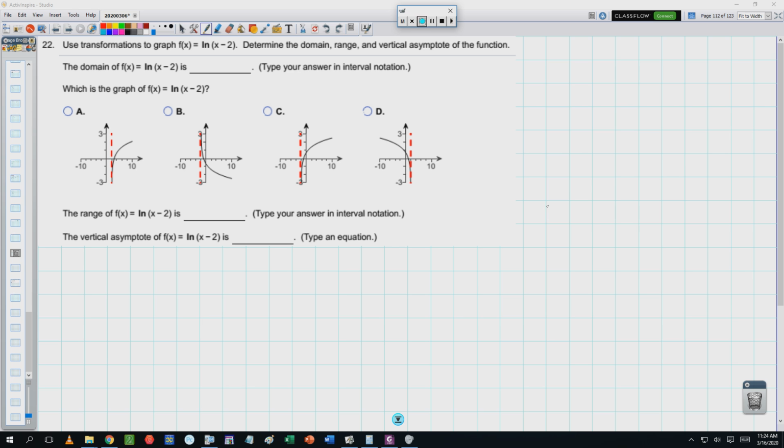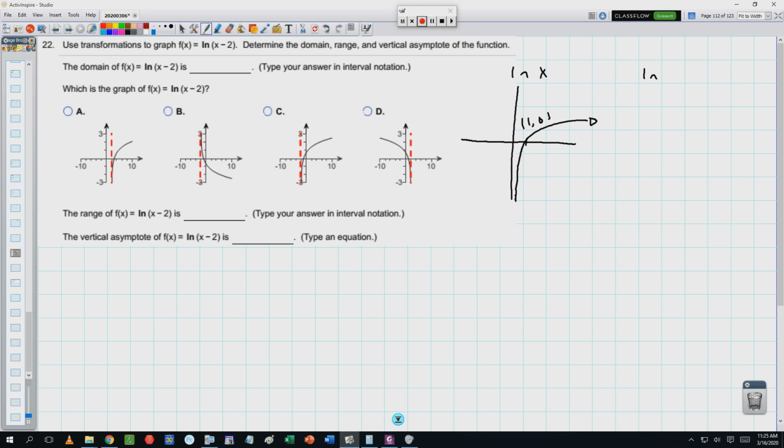Use transformations to graph f of x is equal to the natural log of x minus 2 and determine the domain, the range, and the vertical asymptote. Well, most of your logarithmic functions are going to come in really close to the y-axis and then do that. And this point right here is (1, 0) most of the time. Now, this will be like the graph for the natural log of x.